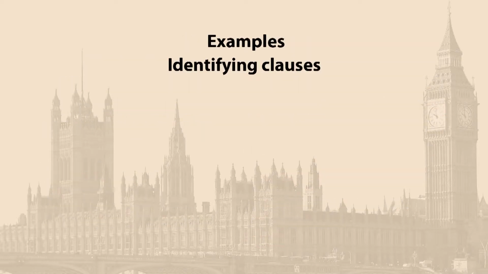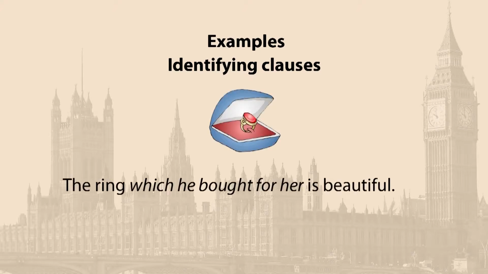Here are more examples of identifying and non-identifying sentences. The ring which he bought for her is beautiful.